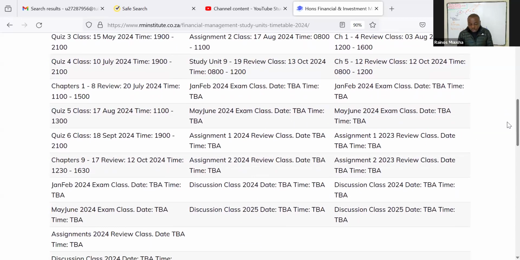Then from there, on the 17th of August, we're going to be looking at assignment 5, and it's going to be from 11 to 1. I think it's going to be on a Saturday. Then on the 18th of September, we're going to be looking at assignment 6, and it's going to be in the evening, 7 to 9. And then on the 12th of October, that's when we're going to be reviewing chapters 9 to 17, and it's going to be from 12:30 to 4:30 as well.